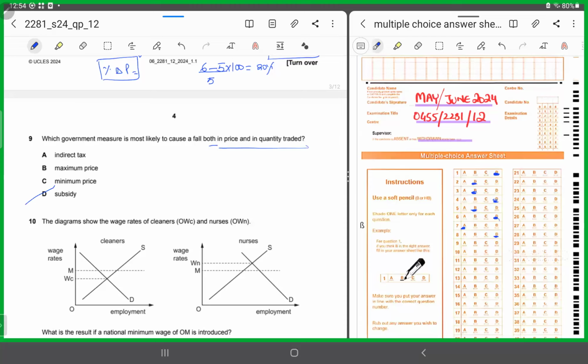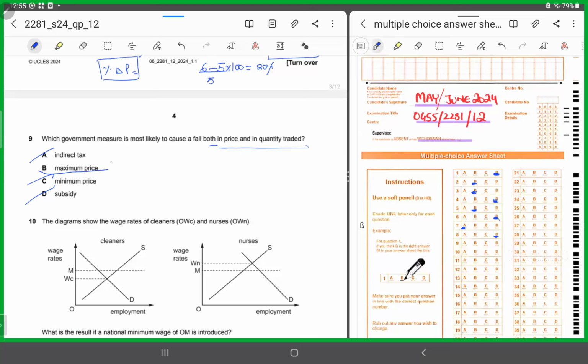Option C says a minimum price. So if there's a minimum price, it would cause what? A minimum price would cause a rise in the price and a what? A fall in the quantity. But we want a fall in both. So you can chop C off. A says indirect taxes. Now, once indirect taxes are imposed, the price will increase and the quantity demanded would fall. So you can chop A as well. Why? Because we want a fall in both price and quantity demanded. So by elimination, we've chopped A, C, and D. So we've arrived at B.